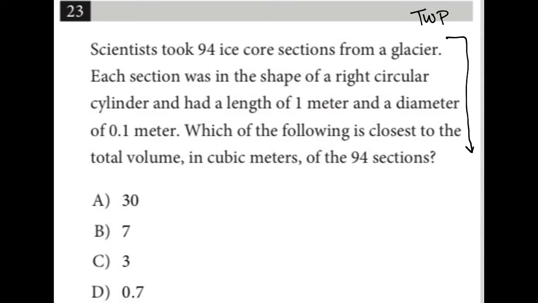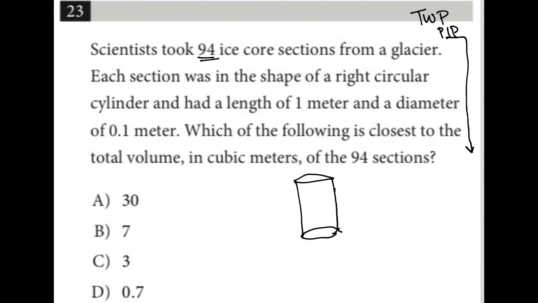So the first sentence says scientists took 94 ice core sections from a glacier. So I'm going to just underline the 94 there. The next sentence says each section was in the shape of a right circular cylinder. So I'm going to use another strategy I call plug-in picture, where anytime something is described that can be drawn, we should go ahead and draw it. So I'm going to draw my right circular cylinder.